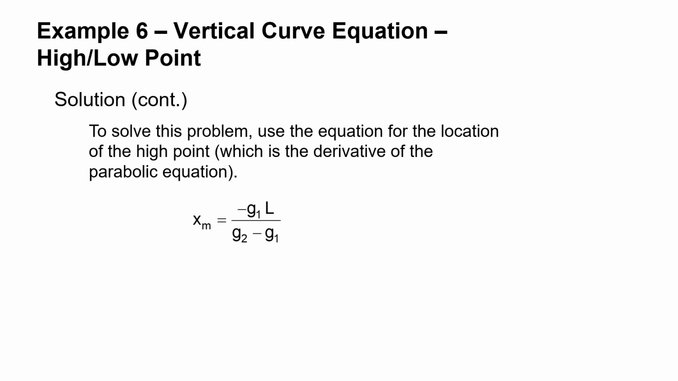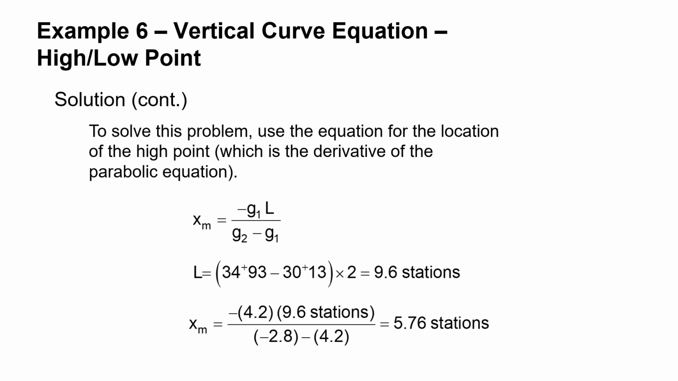So x sub m, again, negative g1 times L over g2 minus g1. The length is the distance from the PVI to the PVC, that was the given, times 2 because we have a symmetric parabolic curve, so the length is 9.6 stations. Plugging that into our equation for x sub m, negative 4.2 times 9.6 stations divided by negative 2.8 minus 4.2 gives us a distance of 5.76 stations from the PVC to reach the high point of this curve.